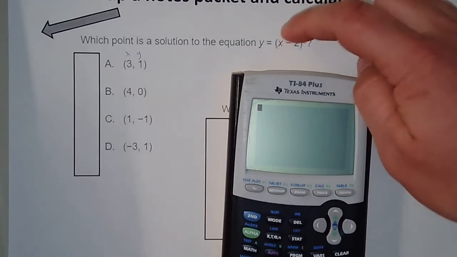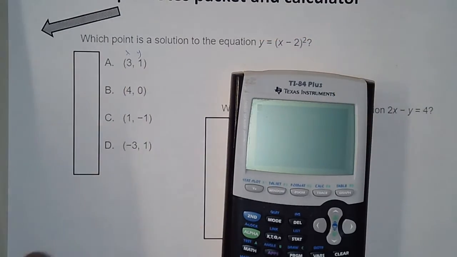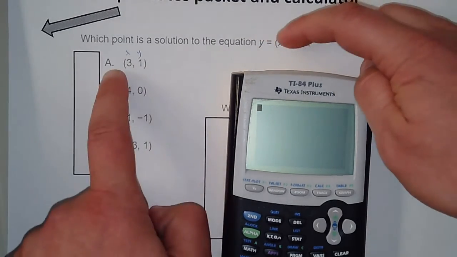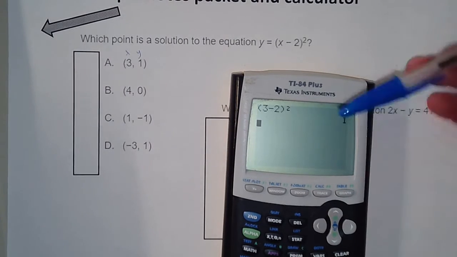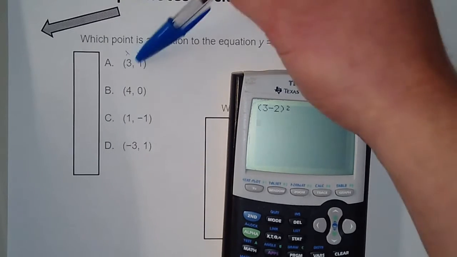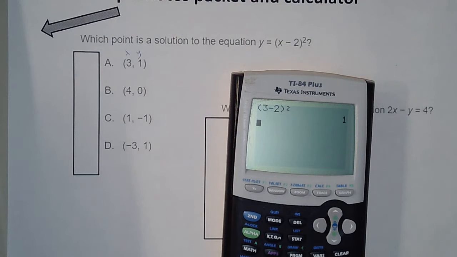So if I take this equation, the y is 1, so I'm looking to see if it equals 1. So I'm going to put in 3 minus 2, and then I have to do the quantity squared, like so. And actually, in this case, that just is the answer because we see that that gave us 1, and that's our y, and that's what we're looking for. So A is just the answer in your first question here.